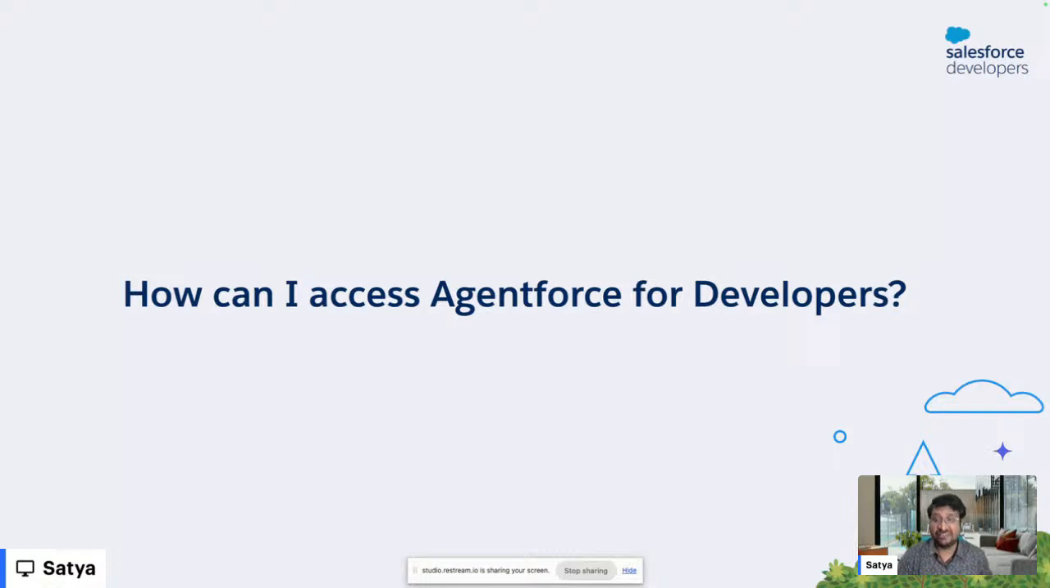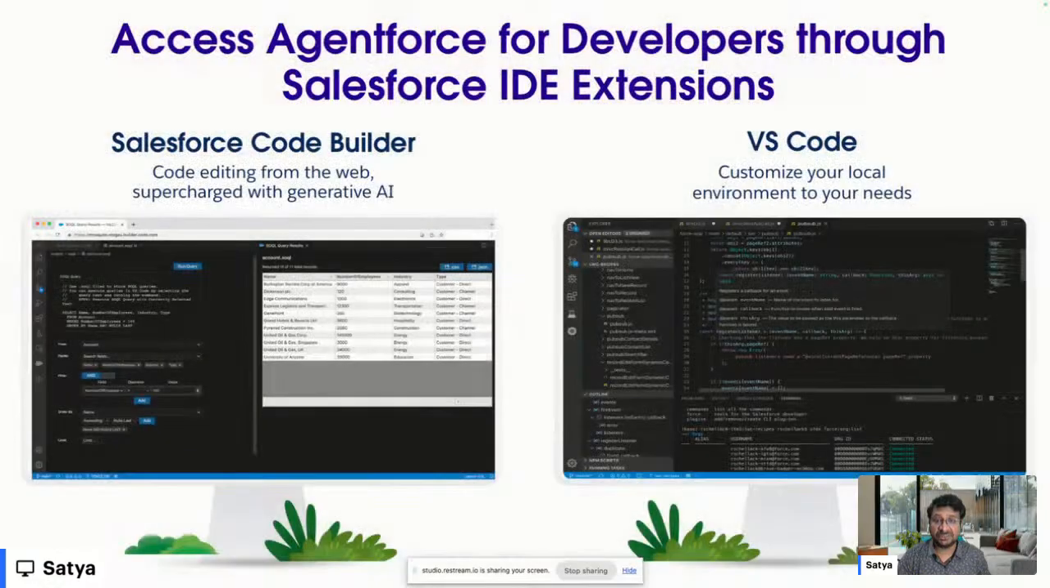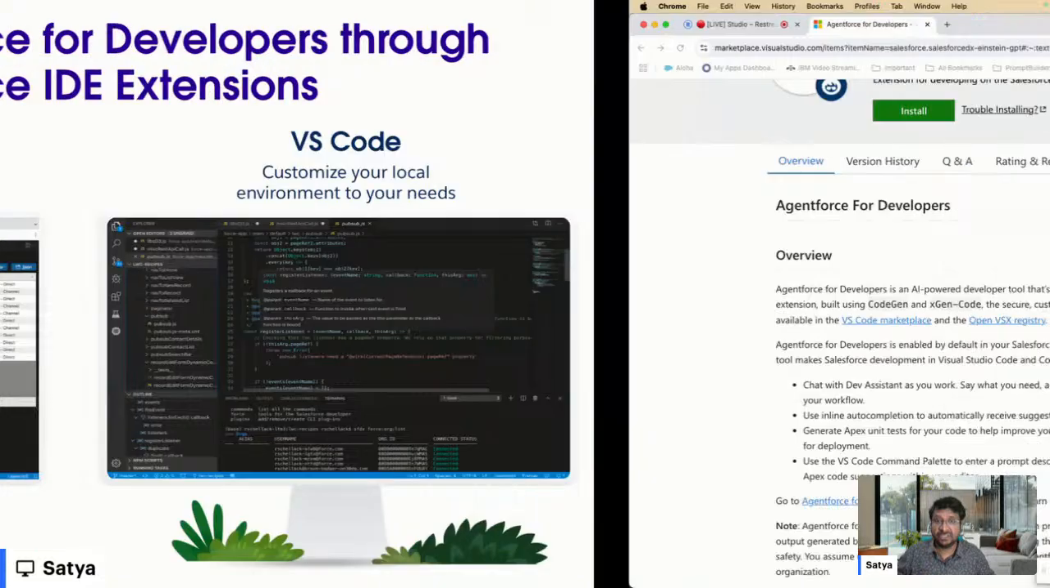The second question I have is, how can I access Agentforce for developers? Yes, Agentforce for developers is available as an extension, both in Code Builder. If you are using this online tool, you can access Agentforce for developers through the extensions in Code Builder. And if you are doing offline development, then VS Code is your go-to tool where you can find Agentforce for developers available. Now, how can you install that?